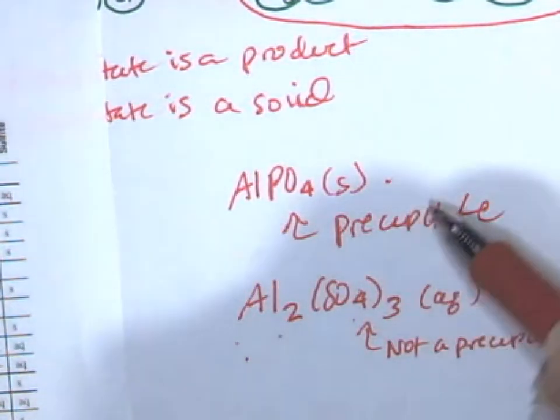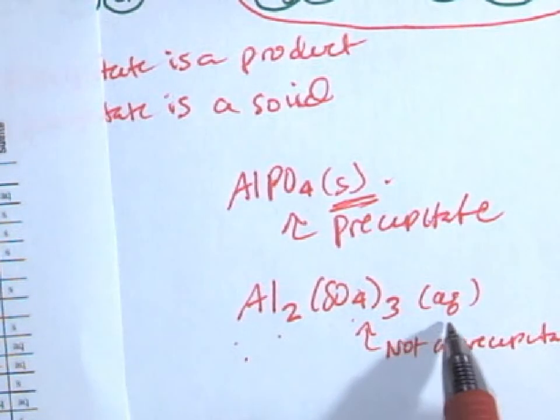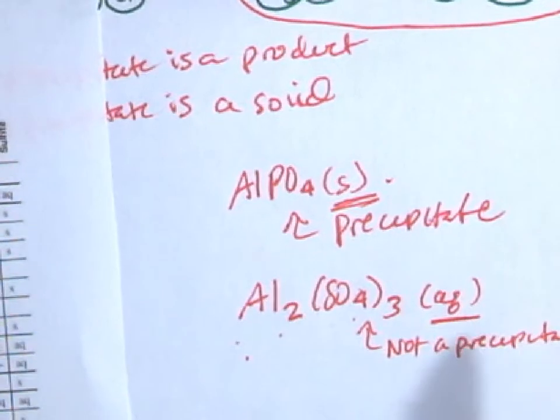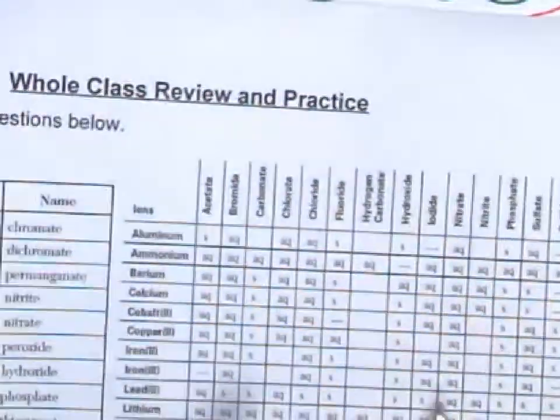So the precipitate will be a solid, and if it's not a precipitate for your product, it will be aqueous. You use this chart to figure that out.